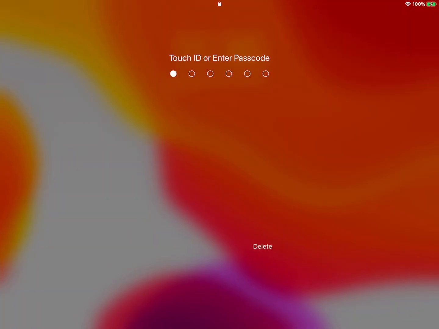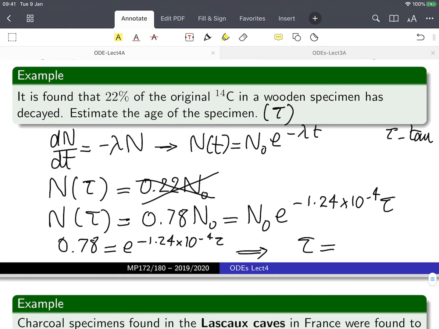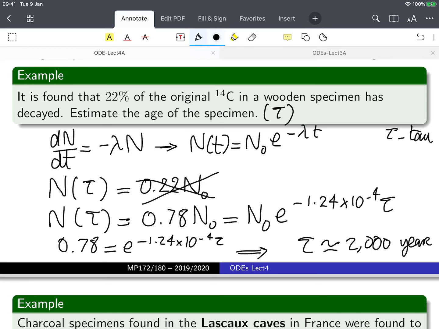Years. So I'm just going to say 2000 because that's what makes sense physically. You can only be certain of 3 digits there.